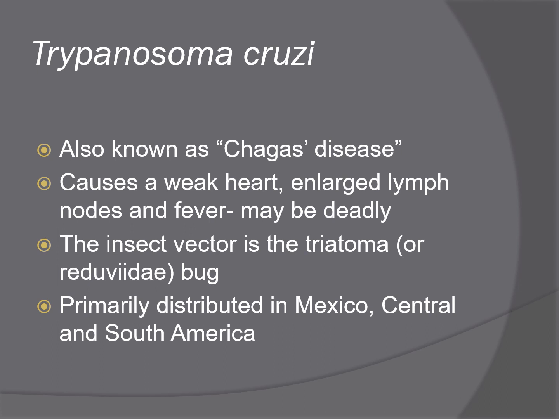Trypanosoma cruzi is also known as Chagas disease. This causes a weak heart, enlarged lymph nodes, and fever, and may be deadly. The insect vector for this organism is the Triatoma or Reduviidae bug, primarily distributed in Mexico, Central, and South America. Okay, there have been a few cases isolated from Texas and California as well. Let's take a look at the life cycle of Trypanosoma cruzi.